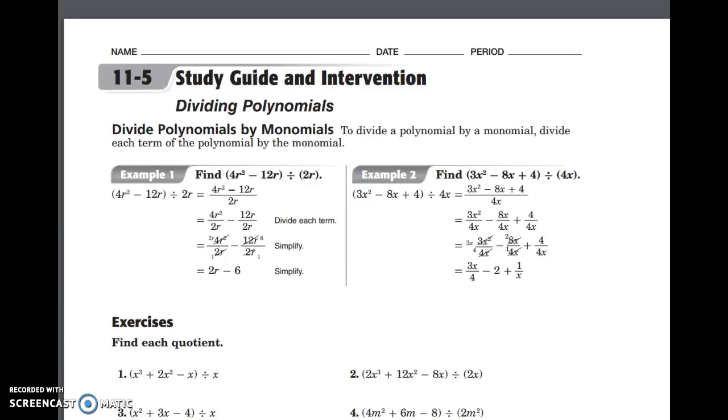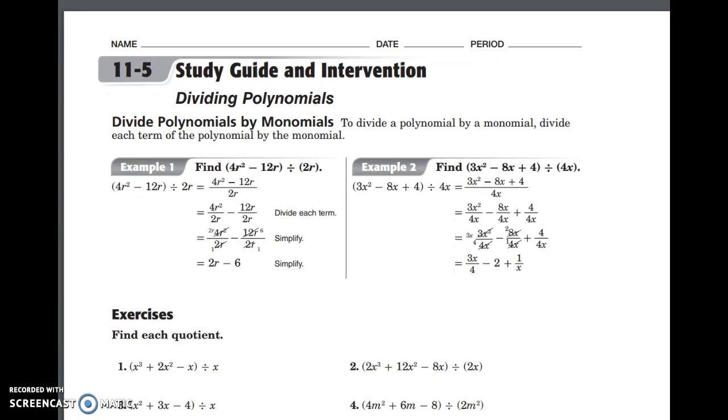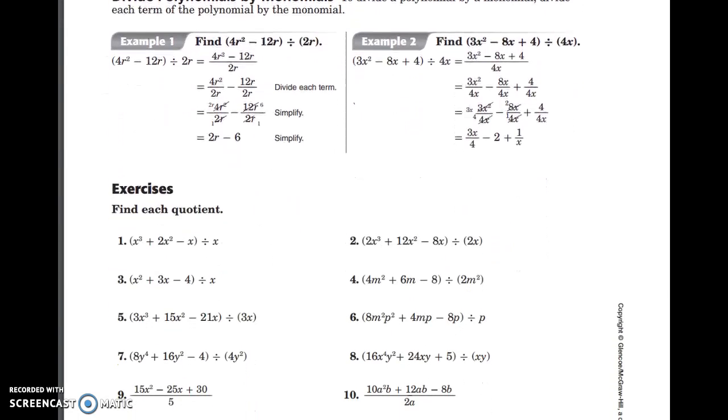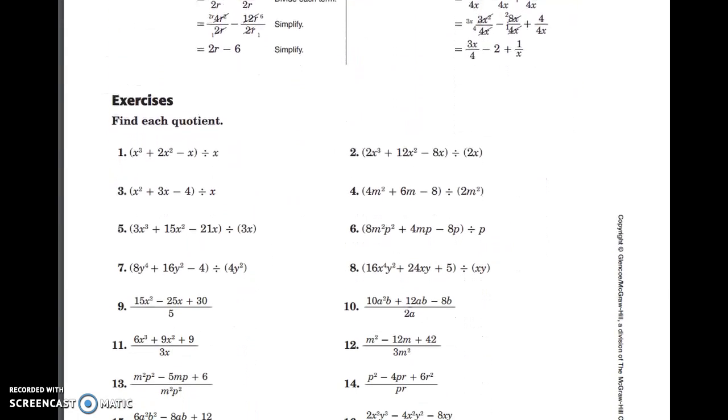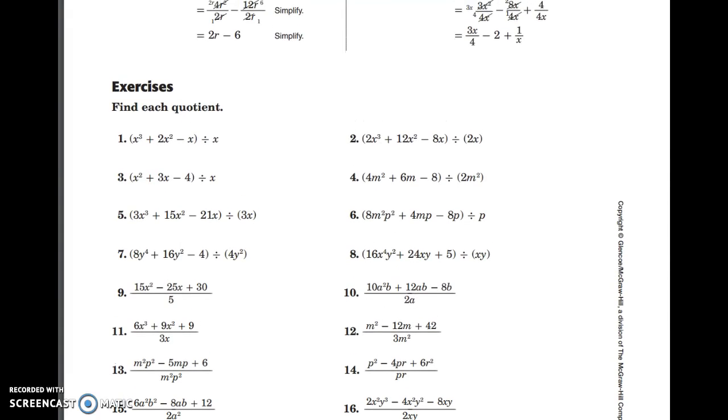Okay, for today's lesson, we're going to be dividing polynomials. We are in 11-5, Study Guide and Intervention, page 30. I'm going to do 2 problems from page 30, and I'm going to do 1 problem from page 31. So let's start with problem number 2 on page 30.